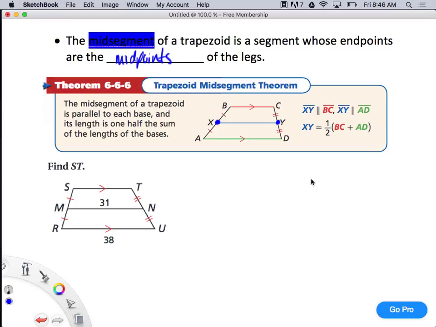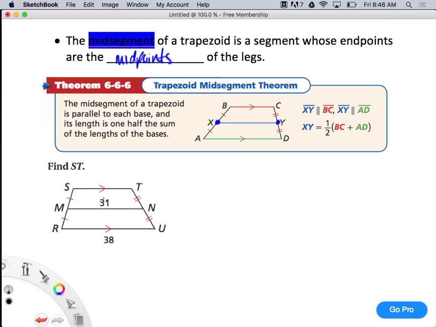Go ahead and read that to yourselves. Okay. Its length is 1/2 the sum of the lengths of the bases. That means if I add this one and this one together, then this will be half of that. Okay? So let's take a look at this example problem.